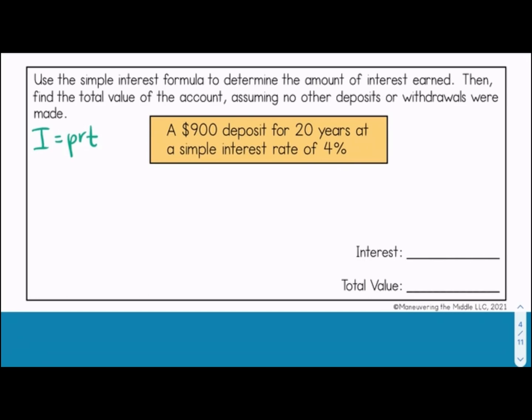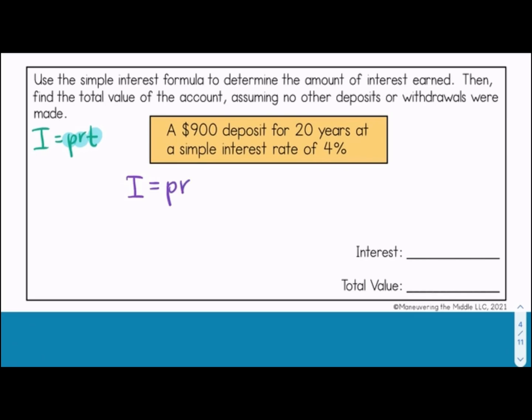It says a $900 deposit for 20 years at a simple interest rate of 4%. A $900 deposit, that's what we started with, so that's going to represent our principal. It tells us that we're going to be there for 20 years, so that's T for time. And the simple interest rate is 4%, so that represents R, our rate. So we have three values. We can multiply those together, since that's what the formula says to do, and that will give us I, which stands for our interest.